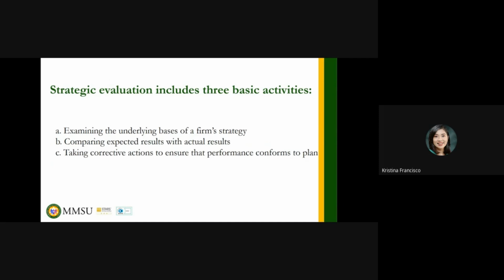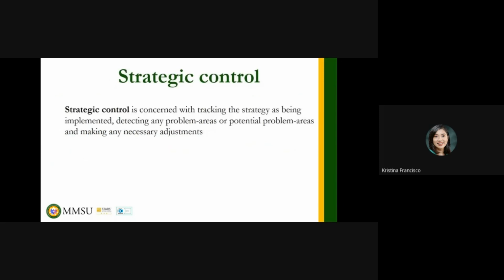Okay, so again, your strategic evaluation stage includes basic activities. One is examining the underlying basis for a firm's strategy. Another one is comparing expected results with actual results. And of course, taking corrective actions to ensure that performance conforms to the plan. And of course, your strategic control. So your strategic control is concerned with tracking the strategy as it is being implemented, detecting any problem areas or potential problem areas, and making any necessary adjustments.